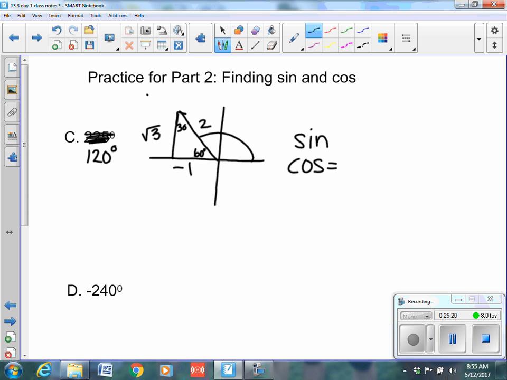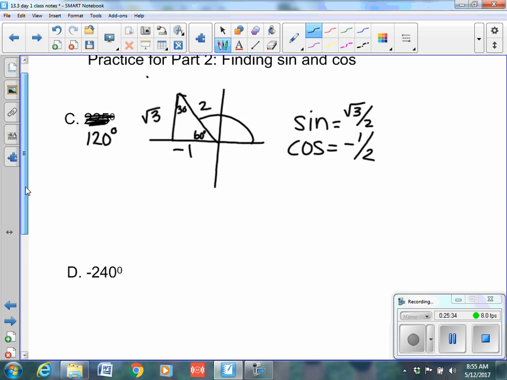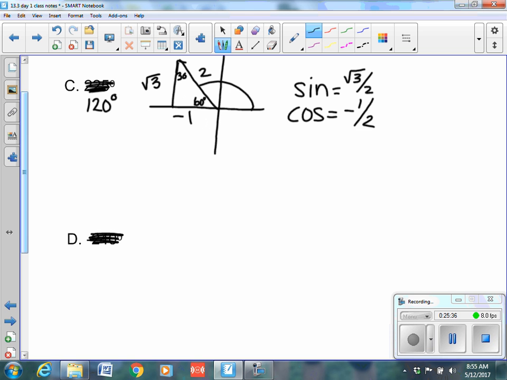I think I just wrote those in the wrong order, but that's okay. Cosine is the side adjacent over the hypotenuse. Sine is opposite over the hypotenuse. That's it. One more. Let's see if you remember.